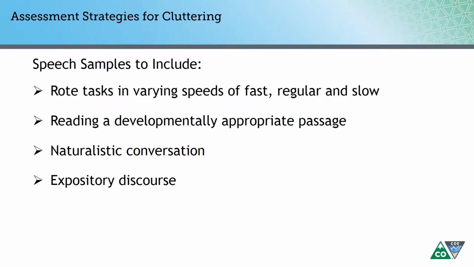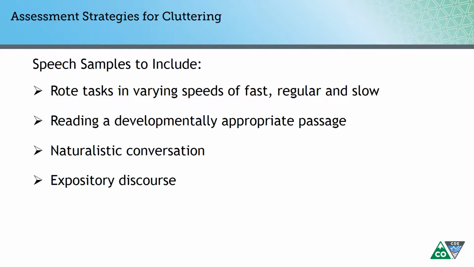Here are some assessment strategies for cluttering. If you're assessing a student for fluency, you'll want to evaluate for both stuttering and cluttering. If you use the observational assessment only scoring option, be sure to include a statement in the IEP indicating why you have made this choice.